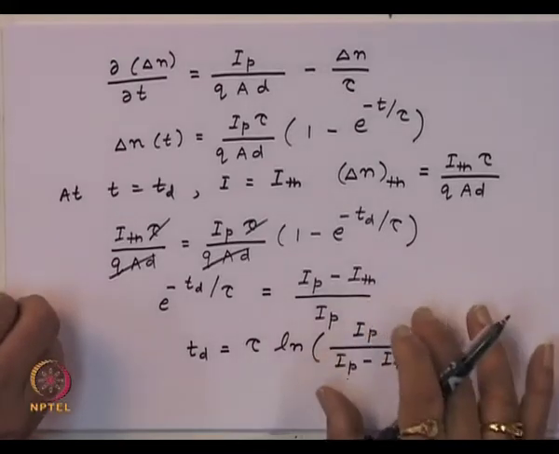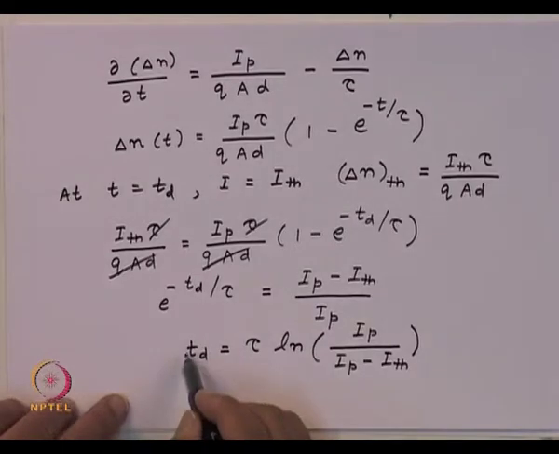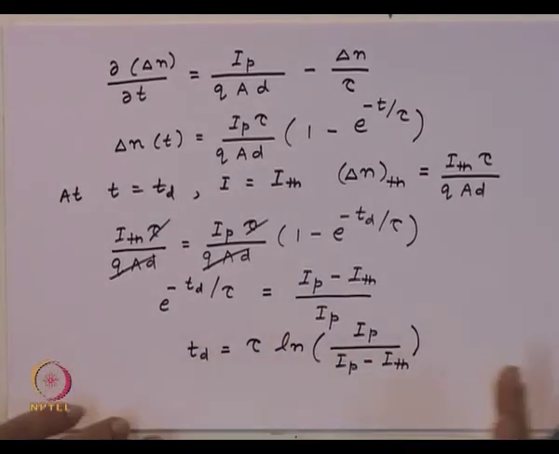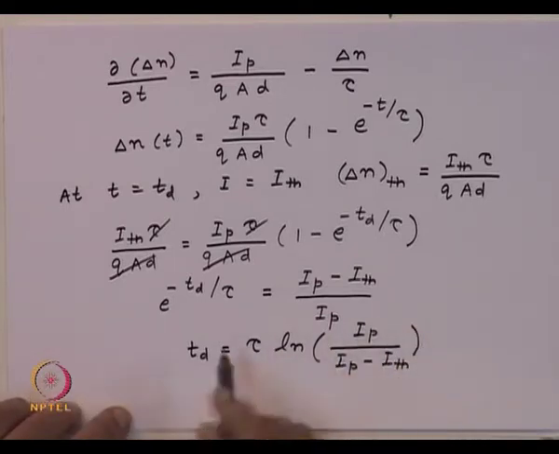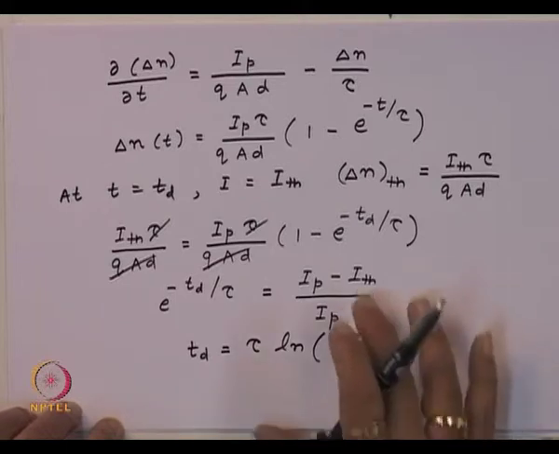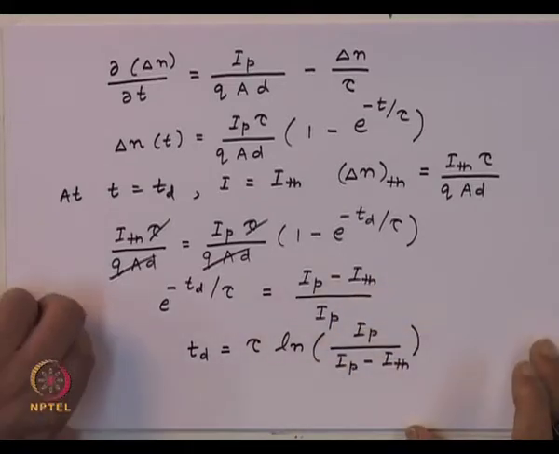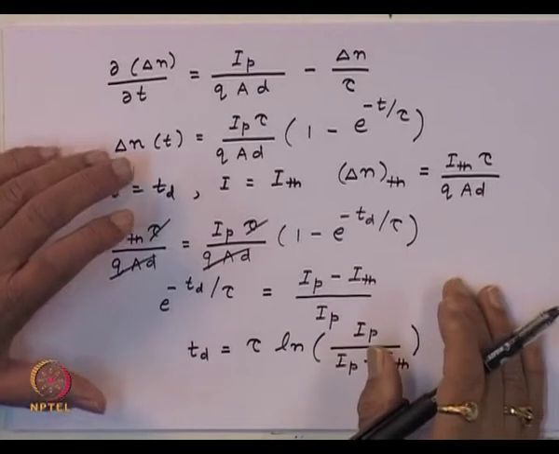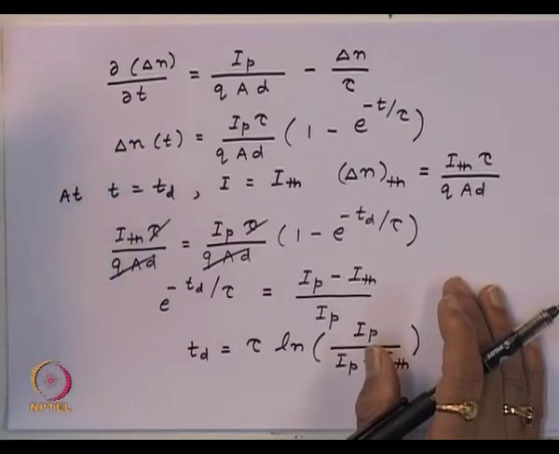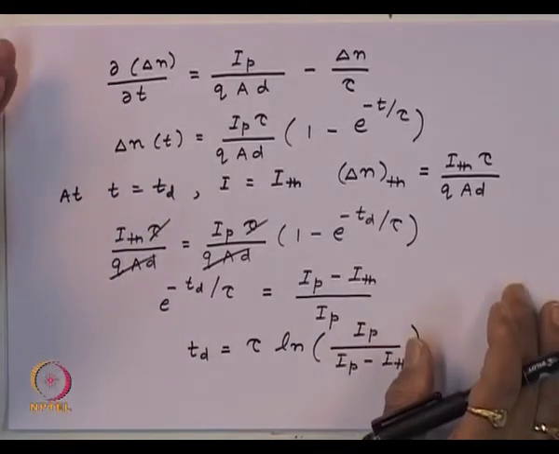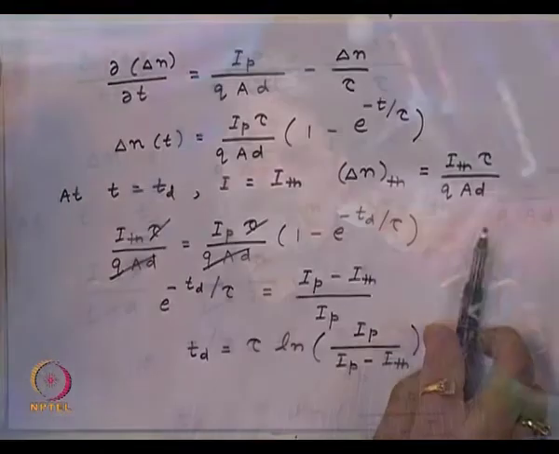That is what we actually wanted to show: the delay which takes place in building the population inversion up to the threshold value is given by this. This relation is important, because it tells you that if the laser was biased at 0 current, then it will require a certain time to build the population inversion.